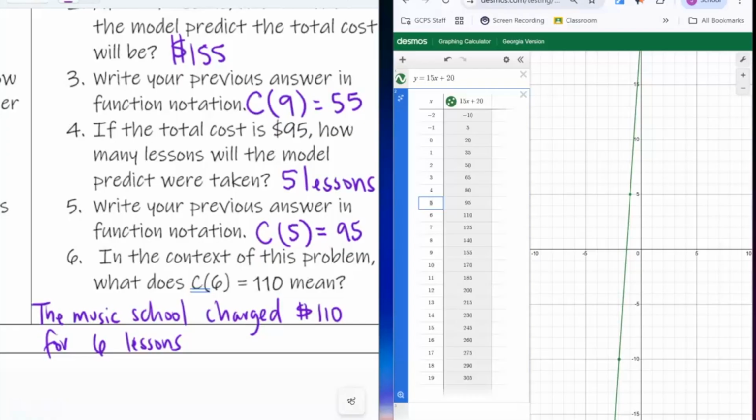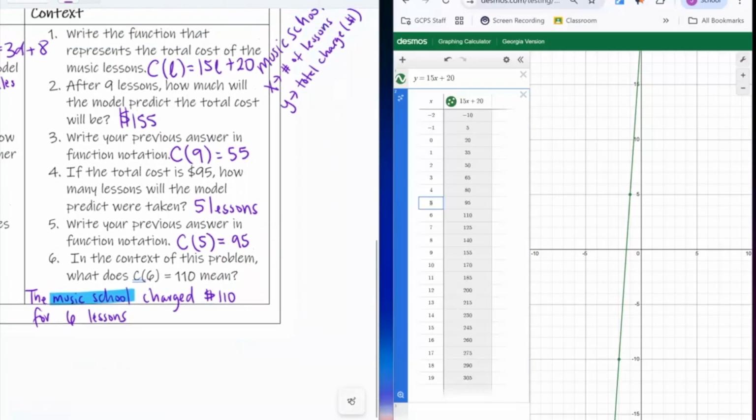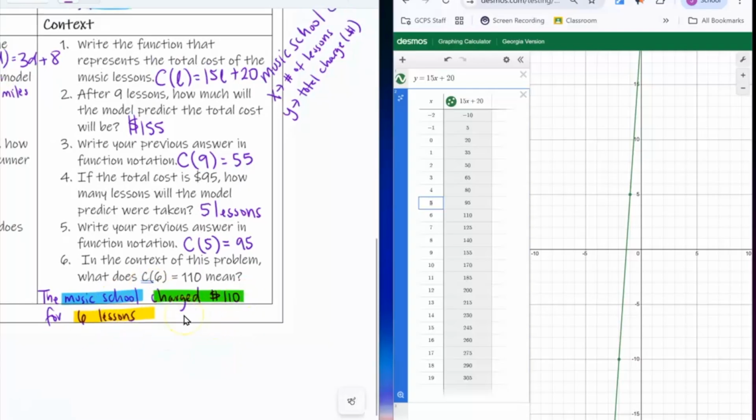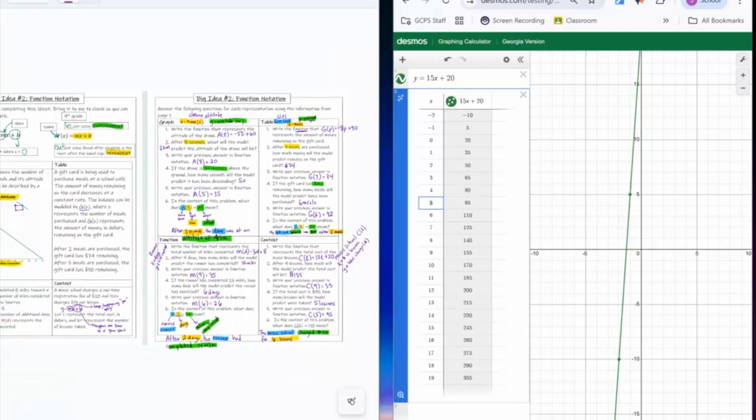Now again, before I submit, I check to make sure I have everything. So again, blue is my name. Do I have my name? Yes, the music school. All right, do I have my X, which is yellow? So X is supposed to be the number of lessons. So yes, I have the number, which is 6, and then lessons. And then finally, my Y is going to be the total charge and the number. So 110 and the total charge. Boom. As long as I have all 3, I've answered that question correctly. And that's how you do function notation.